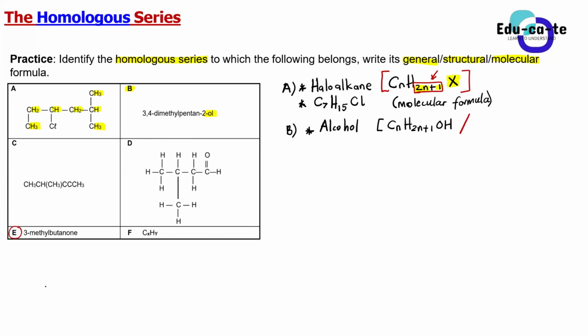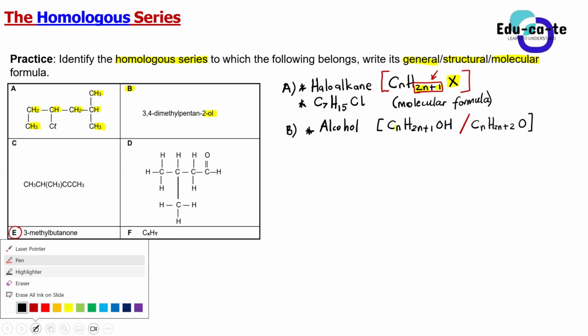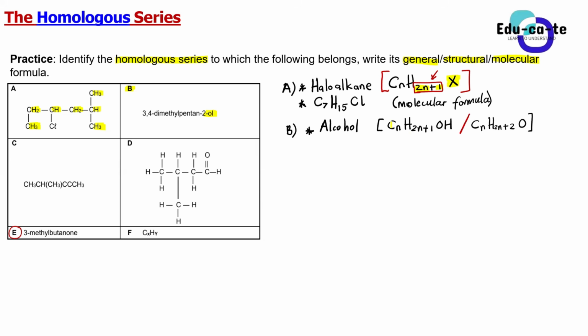Yes, Orifa? So is it not CnH2n plus 2, O alone? Yes, the O alone. So guys, the general formula of an alcohol can either be given in this notation, the first one that says CnH2n plus 1 OH, or it can be given as CnH2n plus 2 O. Both of them can still work for you to find your molecular formula.